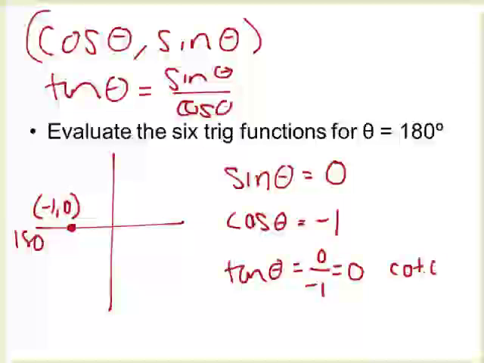Then we're going to consider our reciprocals. I'm going to begin with cotangent because it was already a fraction. So if I flip that over, I get negative 1 over 0. What happens when I divide by 0? Yeah, the world ends. Dividing by 0 is a big no. Dividing by 0 gives an undefined answer.